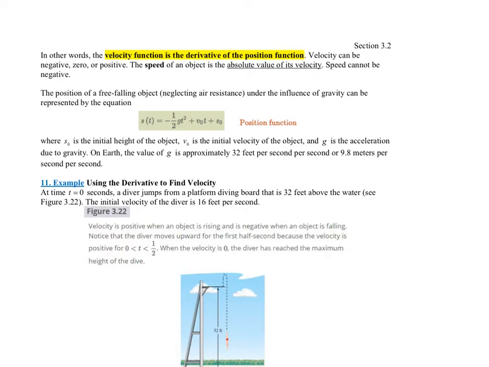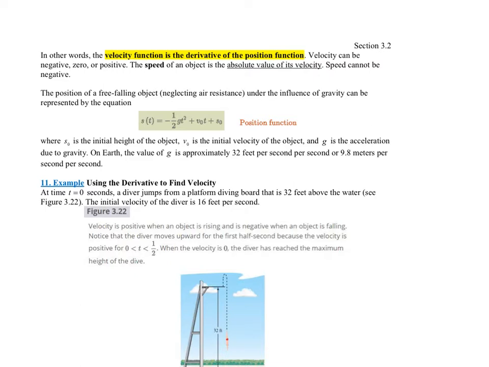So if they said, how fast were you going? They don't care which direction. They don't care whether it's positive or negative. They just care about the amount. So it's not negative 32 feet per second. It's 32 feet per second. That's what they're looking at on that one whenever they say speed.